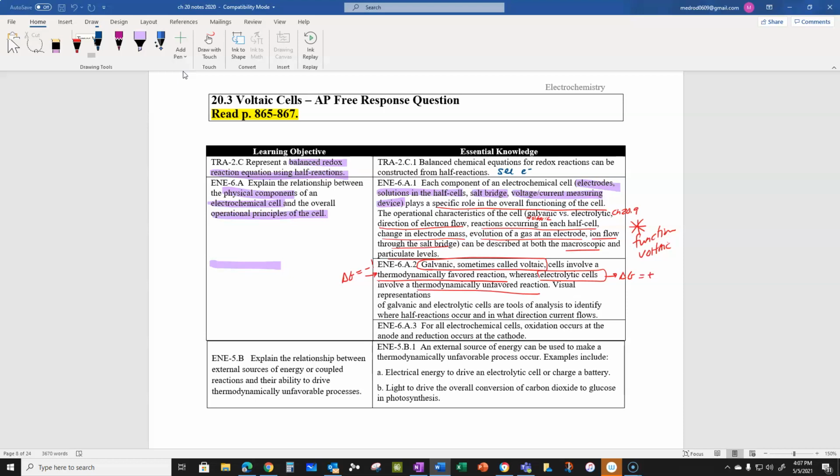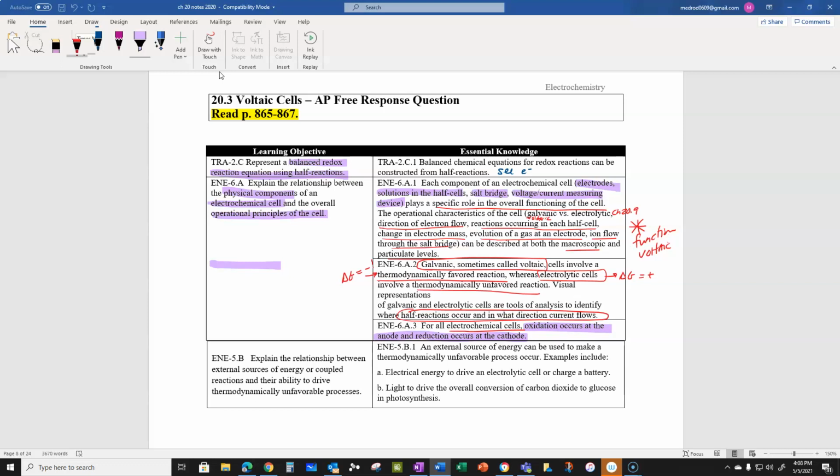Visual representations of galvanic and electrolytic cells are tools of analysis to identify the half reactions involved and which directions the current flows. So we have to figure out where the electrons flow from one to the other, the ions, where do they flow, and which half reaction is occurring where. For electrochemical cells, oxidation is always the anode, and the reduction is always the cathode, okay? Because you got a new equation coming your way in 20.4.